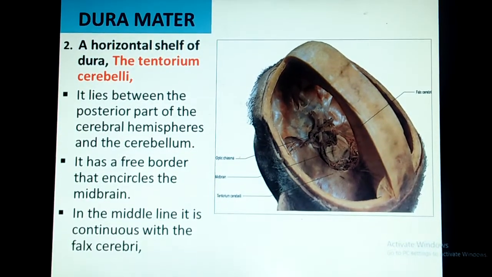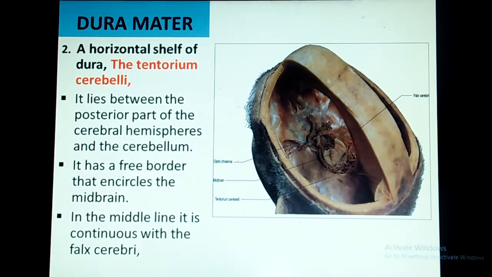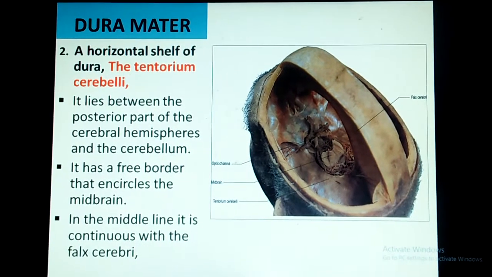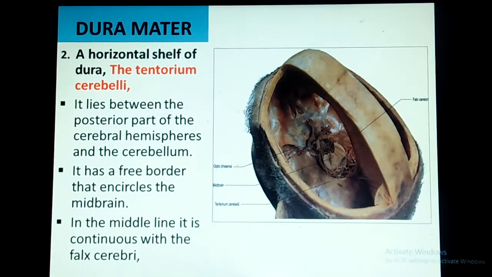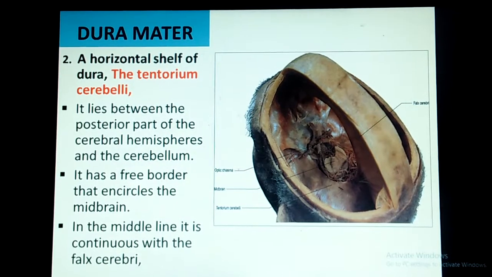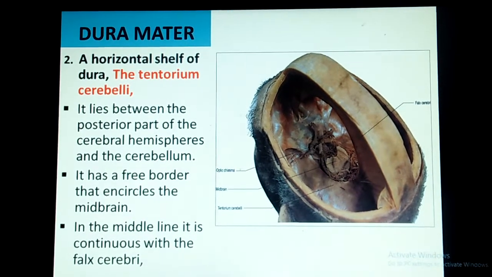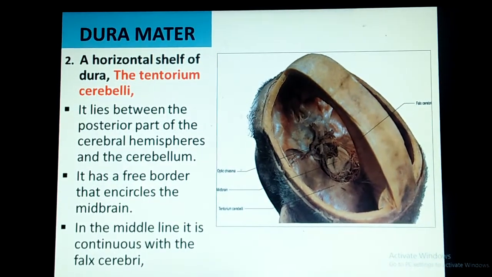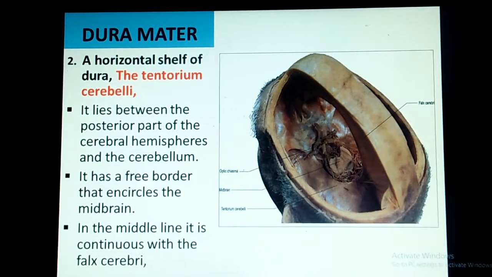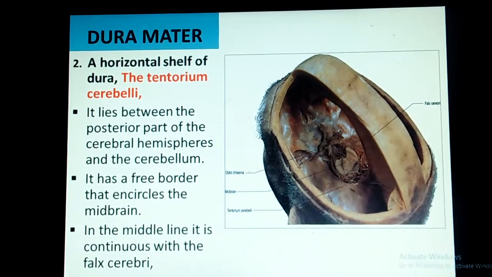The tentorium cerebelli is a horizontal shelf of the dura. It lies between the posterior part of the cerebral hemisphere and the cerebellum. It has a free border that encircles the midbrain. In the midline, it is continuous with the falx cerebri.